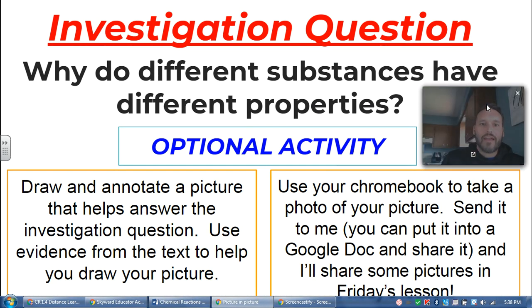All right, I have an optional activity. The investigation question, remember, for this chapter is, why do different substances have different properties? What I'd like you to maybe do is draw and annotate a picture that helps answer this investigation question with what we've learned. You can use the evidence from the text to help you draw your picture. Then I'd like you to use your Chromebook to take a photo of your picture and send it to me. It might help if you put it in a Google Doc. I'd like to add some of those pictures to Friday's lesson so you can see what some people's ideas were about the answer to this question in a drawing. But this is optional.